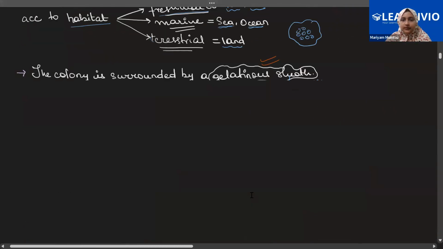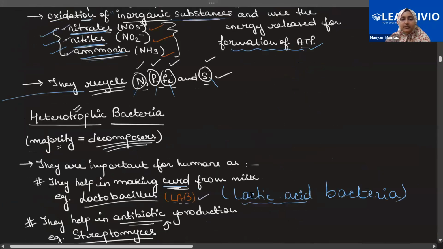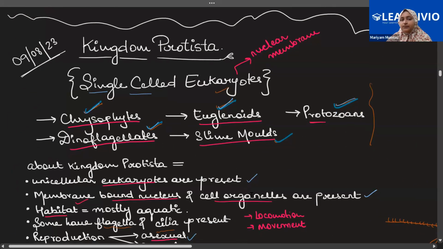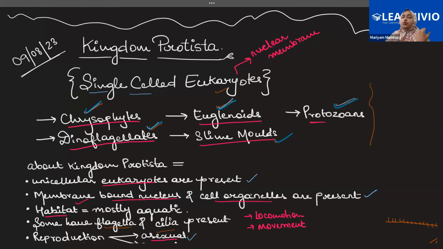Now moving forward, we'll move on to the next kingdom, that is kingdom Protista. In the kingdom Protista, single-cell or unicellular eukaryotic organisms are there. Meaning those organisms have a fully developed cell, with a nuclear membrane surrounding their nucleus, but they are not multicellular. They have just one cell in their body.